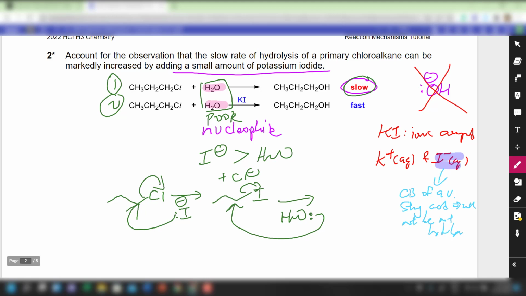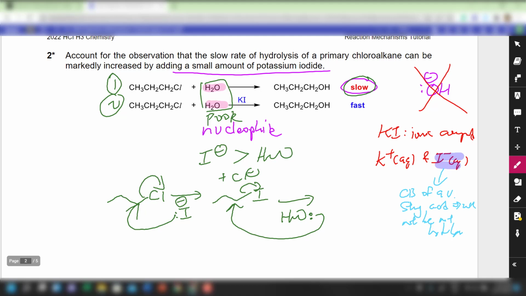I can accelerate the reaction by doing two things. First, I can make the nucleophile a stronger nucleophile. So instead of water, I can use OH minus. But in this case, I do not have OH minus. So if I do not have OH minus, what do I do? Then I'll make chloride a better leaving group. How can I make chloride a better leaving group? By replacing it with a better leaving group in this case.